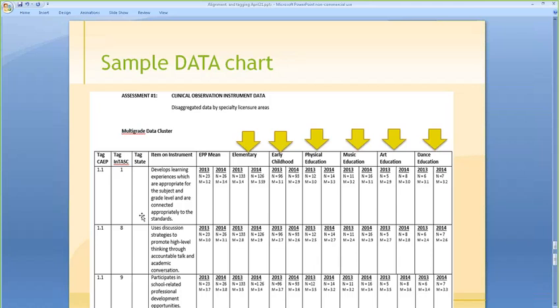So down here, for example, it's got participates in school-related professional development activities. Well, that's great. That relates to the INTASC category of professional responsibilities. So they've tagged it to 1.1. There may be other CAPE standards, other CAPE components, that you could tag this to as well.